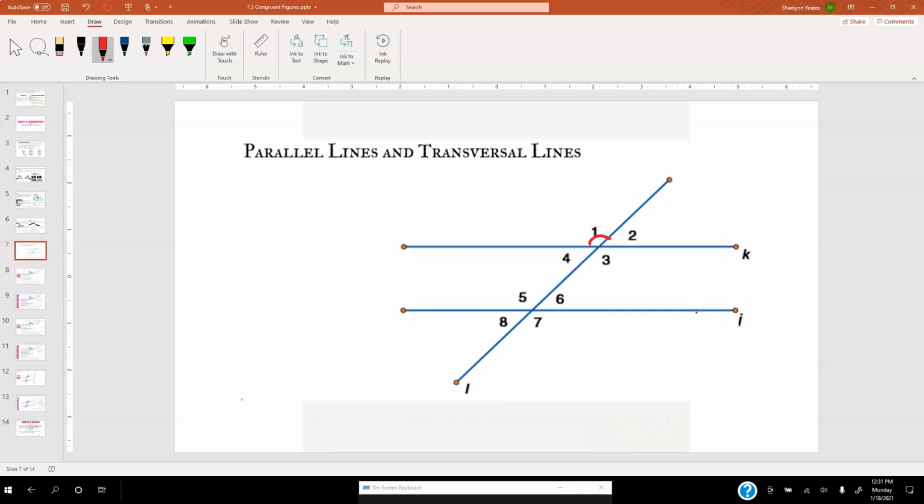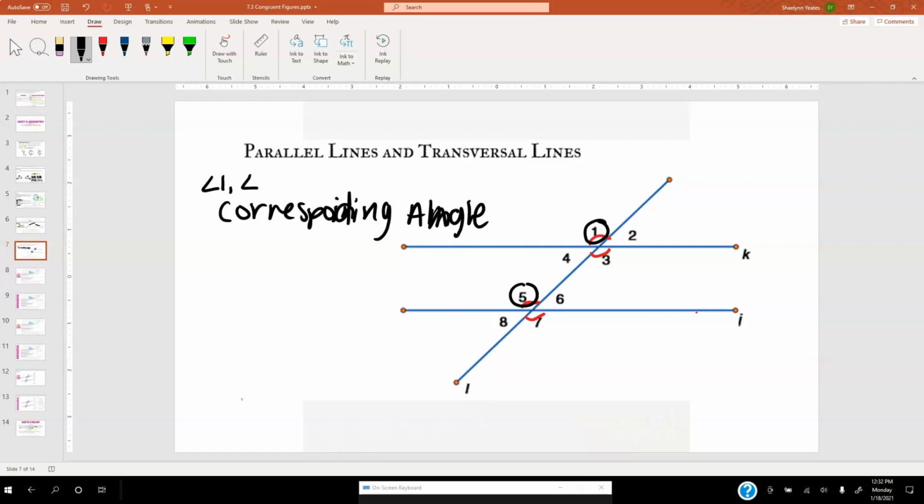Now, if they are parallel, that means we can make a couple statements. We already know angle 1 and angle 3 are congruent because they are vertical angles. But we can also say those are also congruent to angle 5 and angle 7. There's a bunch of different properties. So, angle 1 and angle 5, these are called corresponding angles. And they are congruent when the lines are parallel.